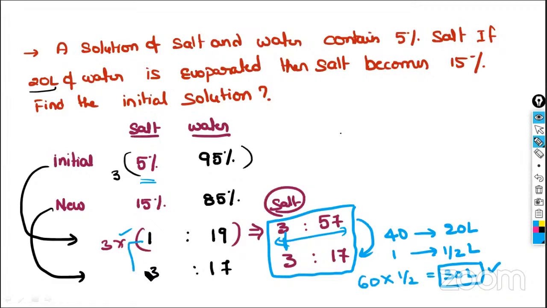I have to equate salt, ma. That's why I am multiplying with 3. So 57. So salt will be same na. So water here, water will be 57 parts initially, that becomes 17 parts. How much is reduced? 40 parts is reduced. 40 parts is 20 liters. One part is half liter. Then 60 parts is how much? 30 liters. Is everything clear?